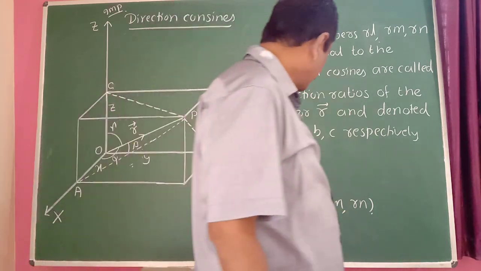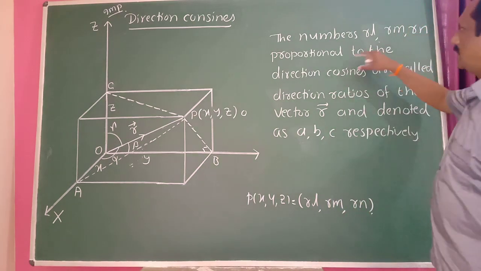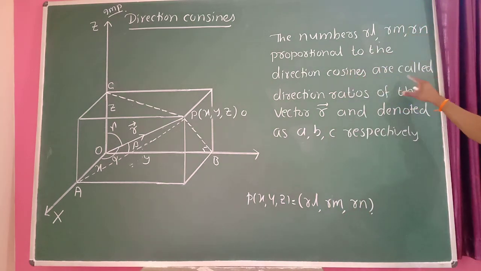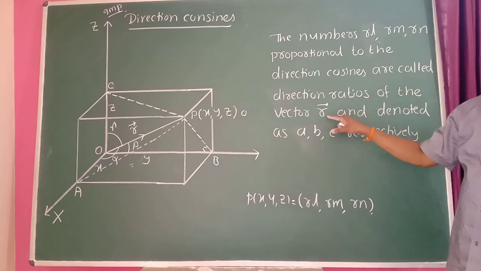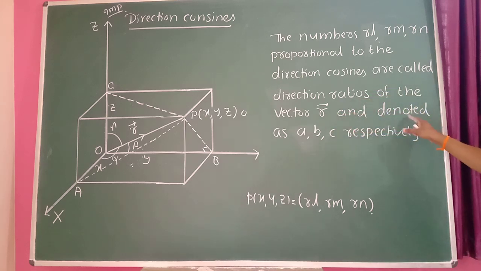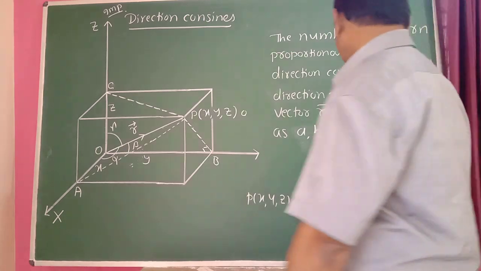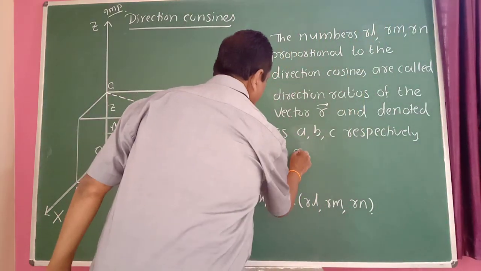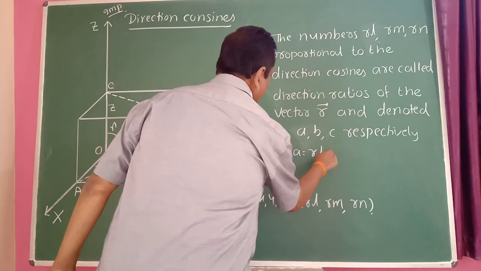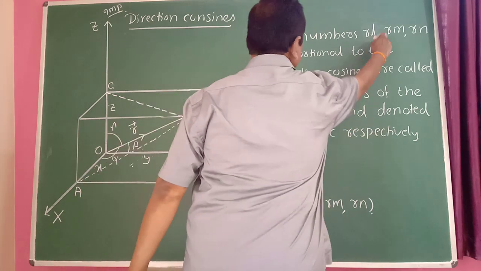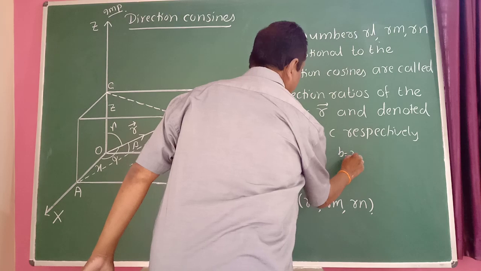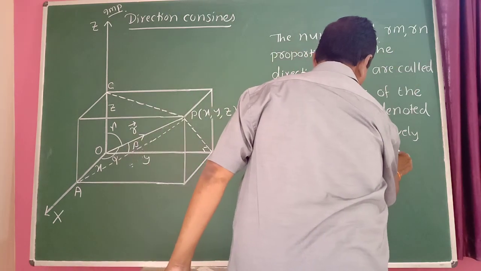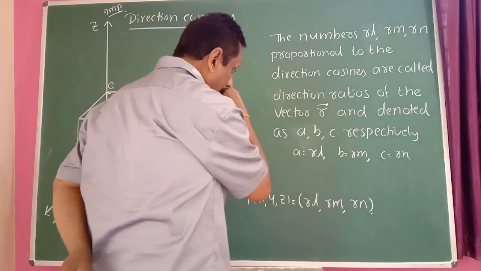Here these numbers rl, rm and rn, which are proportional to the direction cosines, are called direction ratios of the vector r bar, and are denoted as a, b and c. Therefore a is equal to rl, b is equal to rm, and c is equal to rn.